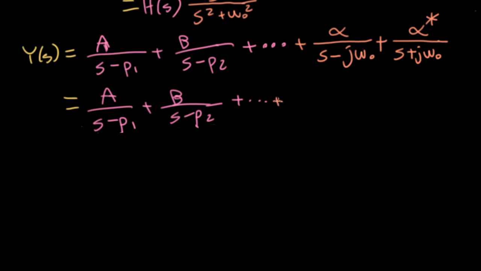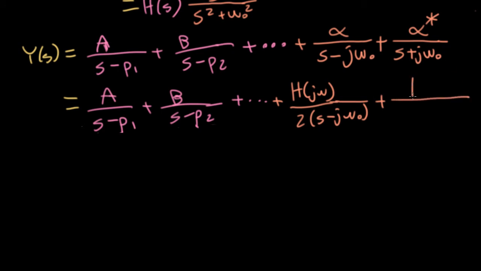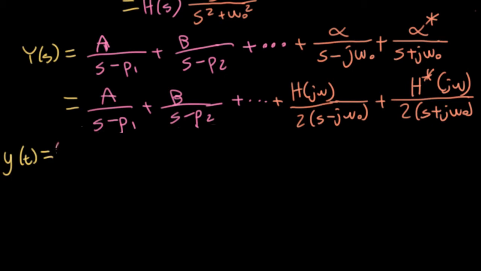So let's plug in what we found for alpha, which was big H(j omega naught) over 2. And now this is times 1 over s minus j omega naught. And then for my alpha star, I just need to put a little star on my big H(j omega naught), and I'll have s plus j omega naught, but now with the 2 down there in the denominator. So what's the inverse Laplace transform going to look like? Well, I'll have a bunch of terms associated with the system poles. Let me just write something like system pole terms. We'll come back and talk about those in a second. And here I'll have big H(j omega naught), which I'll write in polar form.